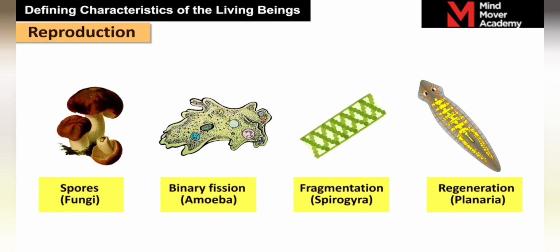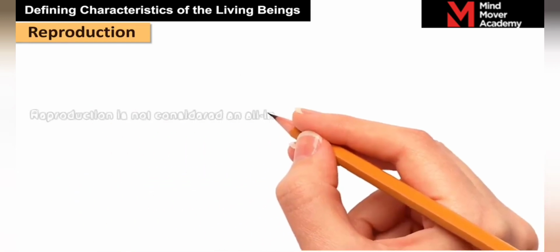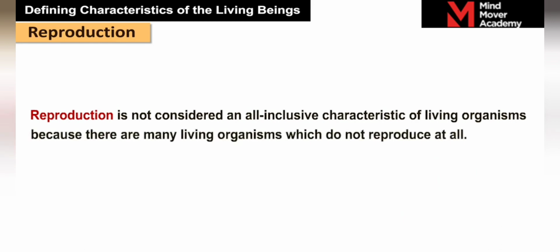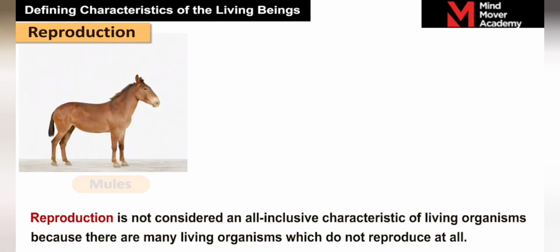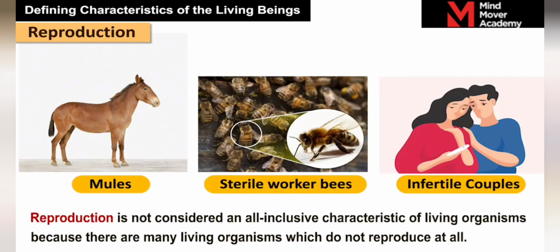Now students, let me share something very interesting here. Though no non-living being has the power to reproduce or replicate, reproduction is still not considered an all-inclusive characteristic of living organisms. Can you think why? Yes, that's because many living organisms do not reproduce at all. For example, mules, sterile worker bees, and infertile human couples do not reproduce at all. And so reproduction is not an all-inclusive characteristic of living organisms.